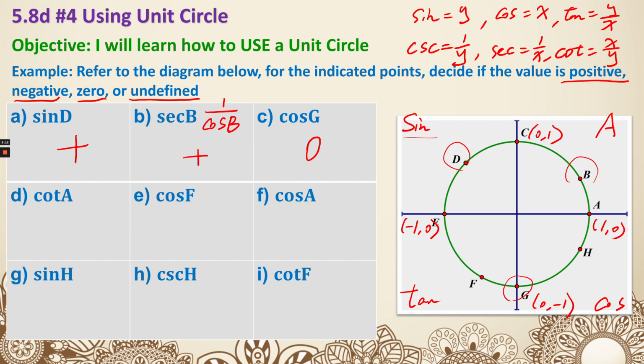Next, cotangent A. You can choose to just remember it as x over y. So let's have a look. X over y is 1 over 0, and that is going to be undefined.